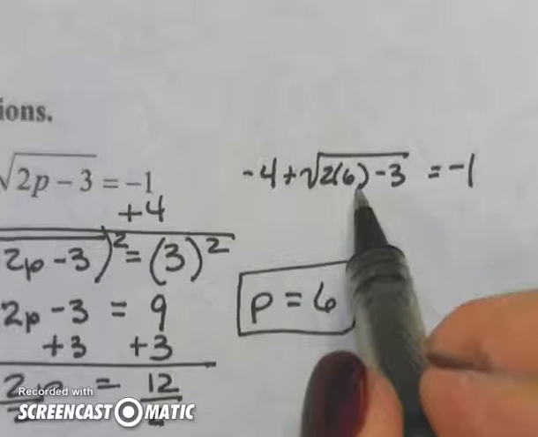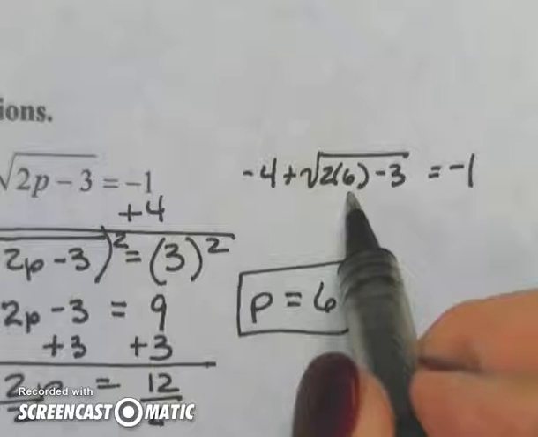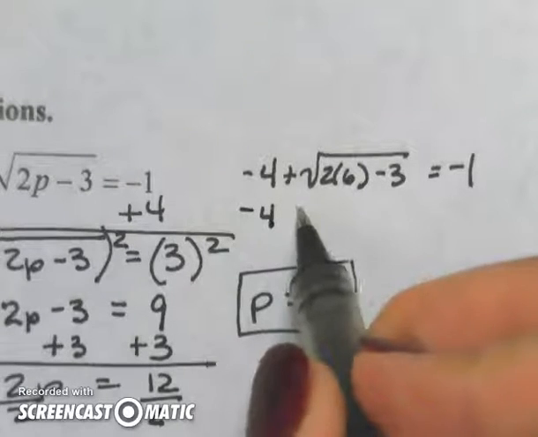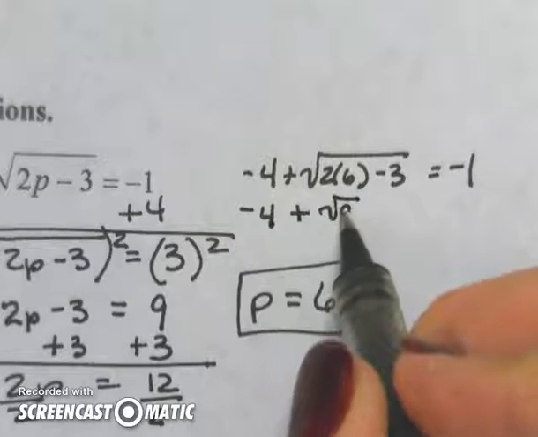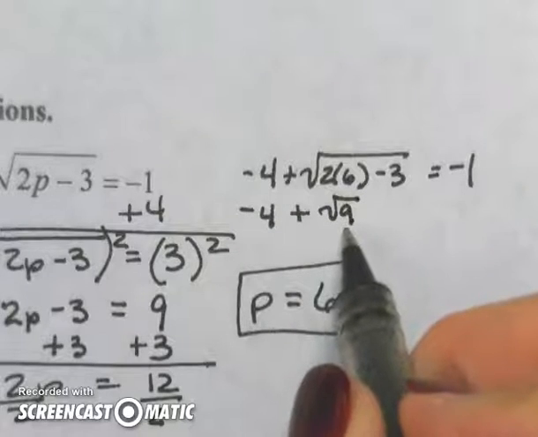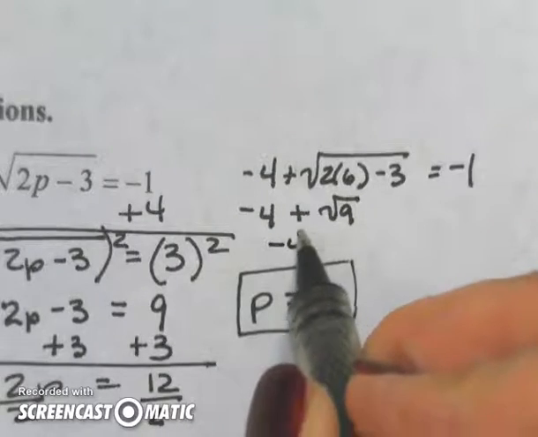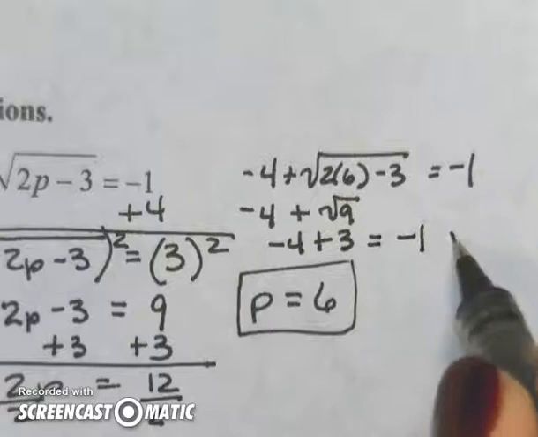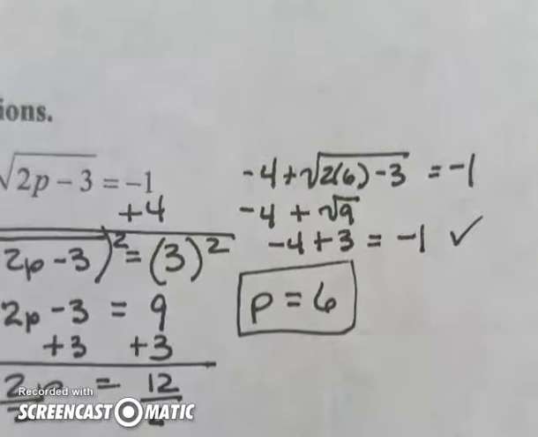Well, 2 times 6 is 12. 12 minus 3 is 9. -4 plus the square root of 9. Well, the square root of 9 is 3. So -4 plus 3 is indeed -1. So my problem checks. My answer is correct.